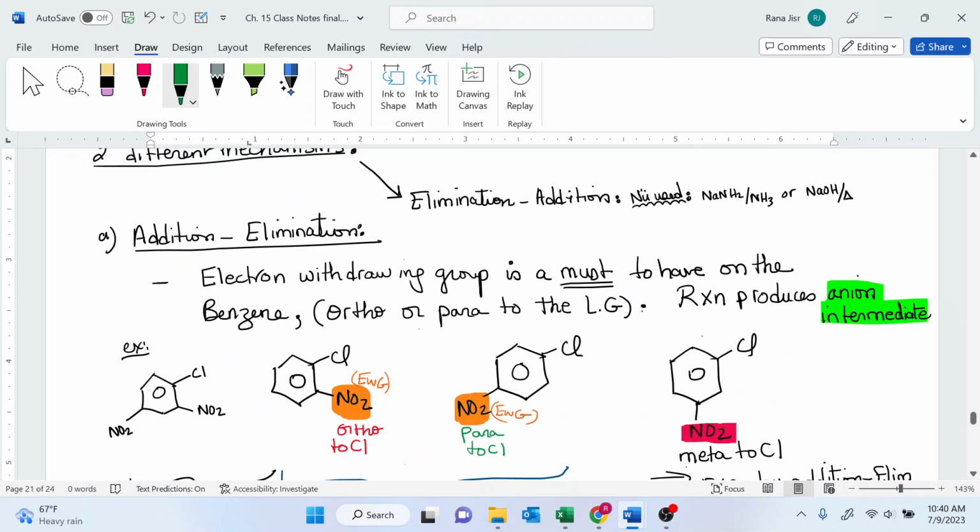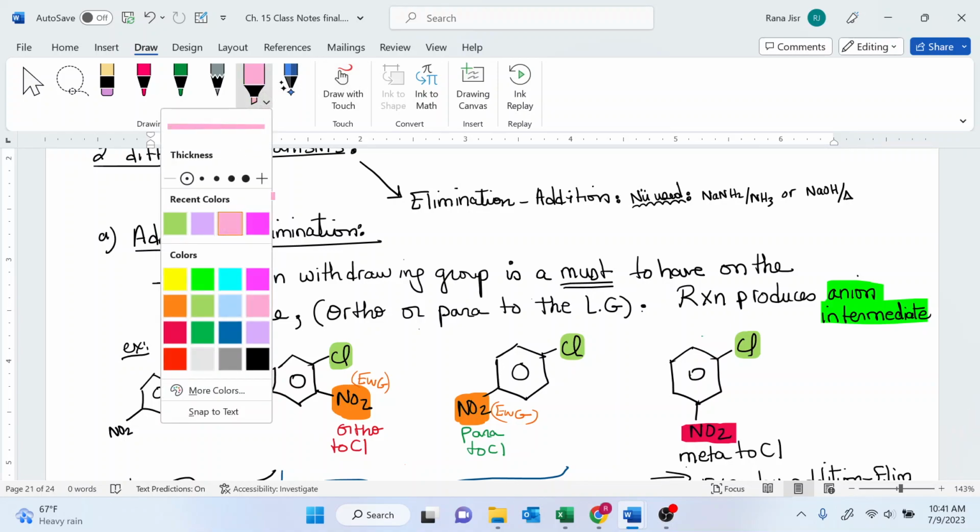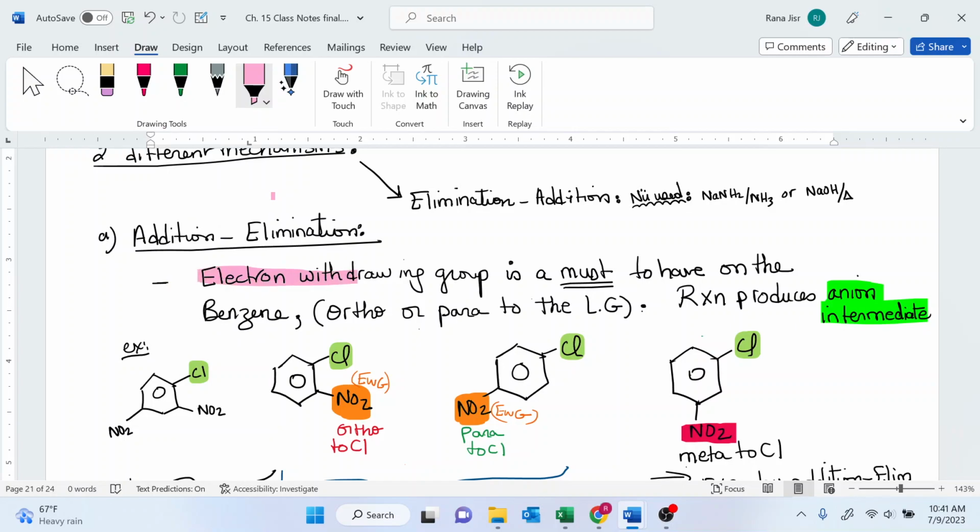With the addition-elimination reaction, now we said that the halogen is a must. So you would need to have a benzene and a halogen on it. This is what is substituted by the nucleophile. Now, in addition-elimination, you would need to have an electron withdrawing group on the benzene. This is a must to have. So electron withdrawing groups need to be on the benzene.